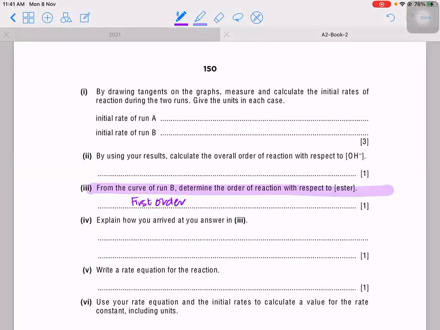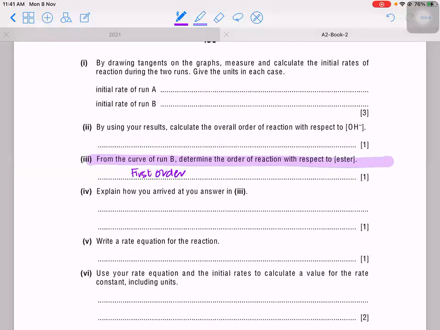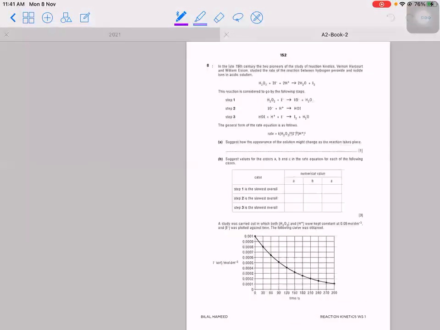First order. And then they will say, explain how you arrive at your answer. So you will say T1 is equal to T2, which is equal to T3. That is how much? 12 minutes. So since successive half-lives are equal, that means the order is first order. Is that clear? Let's see another example.